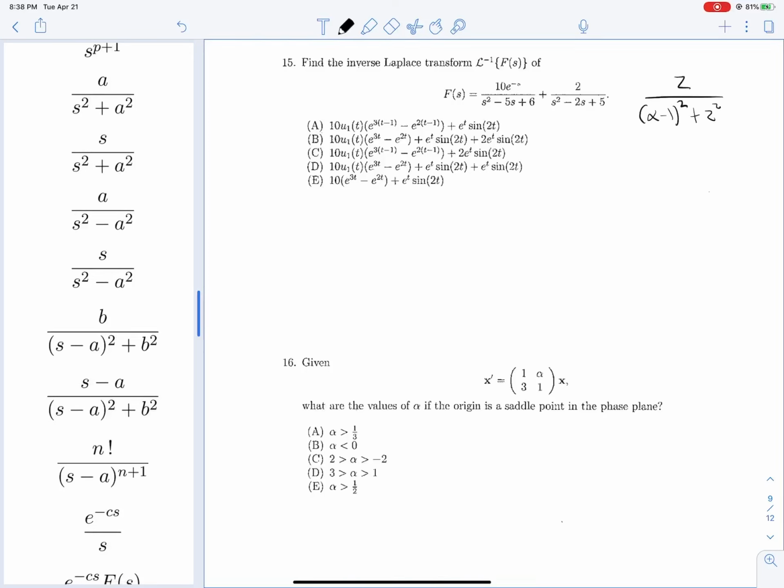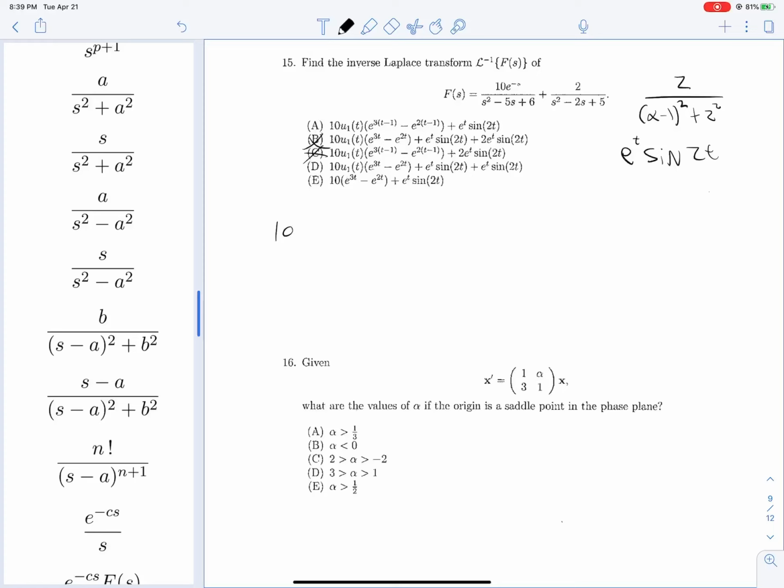And that matches up very nicely with the formula for e to the at sine bt. So this will give us e to the t sine of 2t. Looks good. And how many of our answer choices agree with that? Well, these two do. These two don't. Those have 2 e to the t sine 2t. Okay, looks good. Let's do our partial fractions on this other bit.